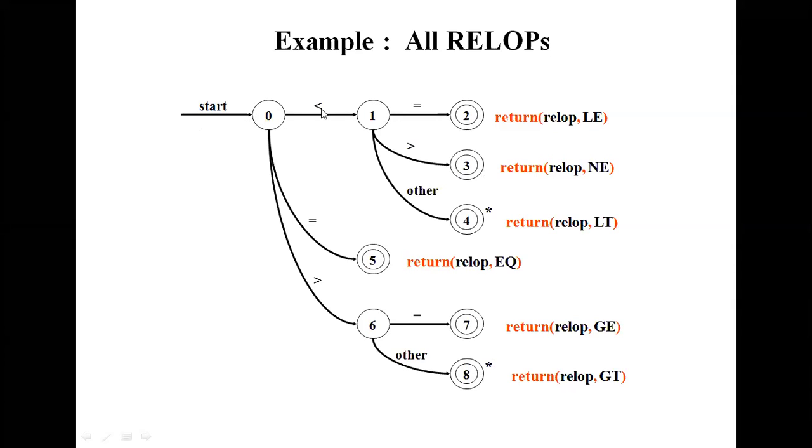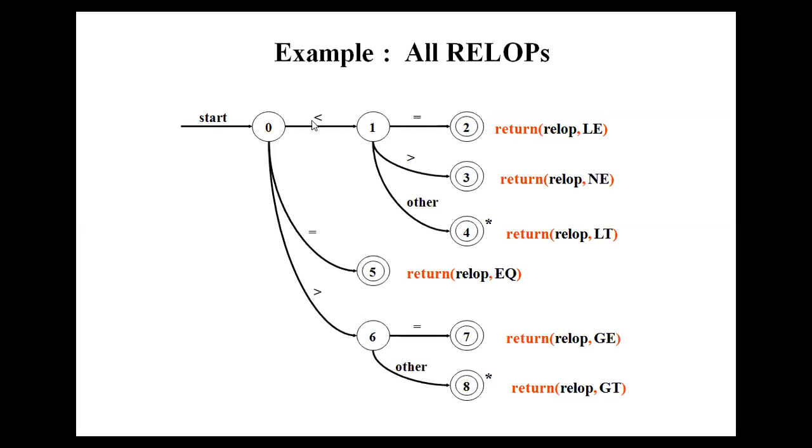At 0, what is the string that we have? What statement do we generate by starting with 0 and ending with 2, starting with 0 and ending with 3, starting with 0 and ending with 4, starting with 0 and ending with 5, starting with 0 and ending with 7, and starting with 0 and ending with 8? See the path from 0 to the final states, and see what type of relational operator we generate using this transition.